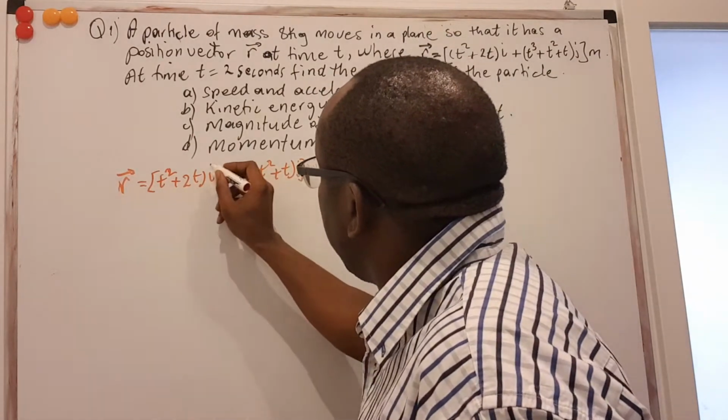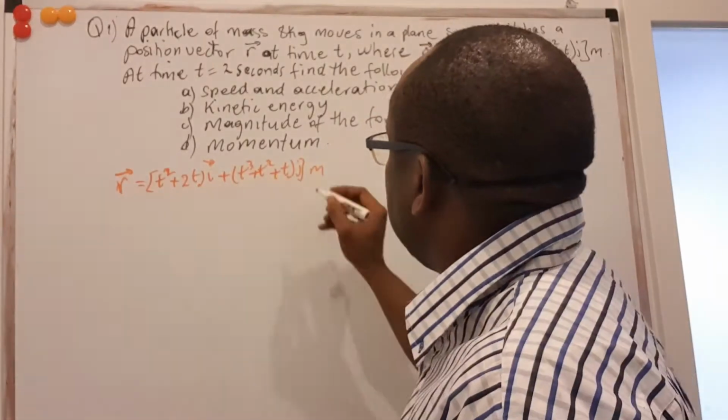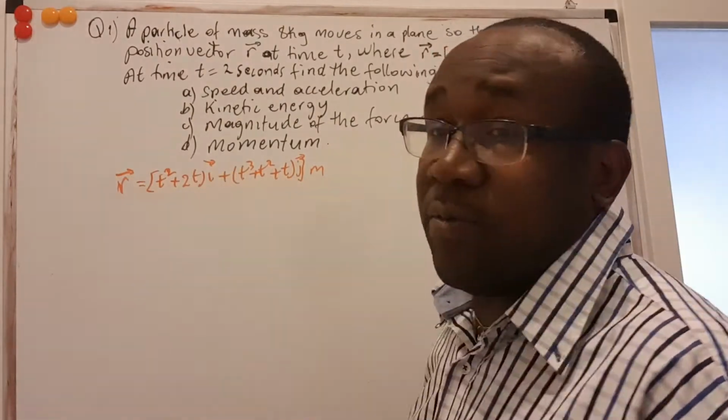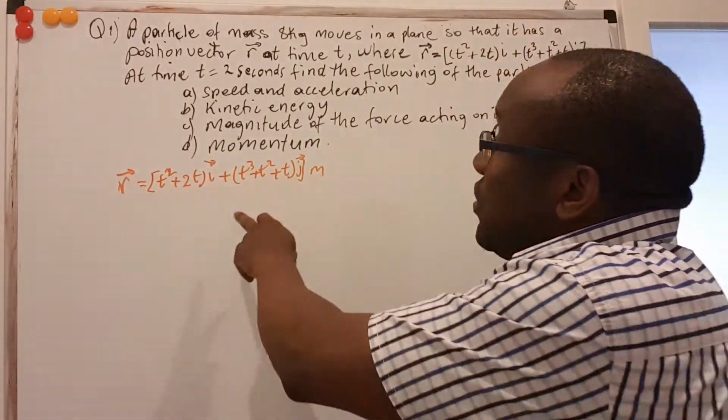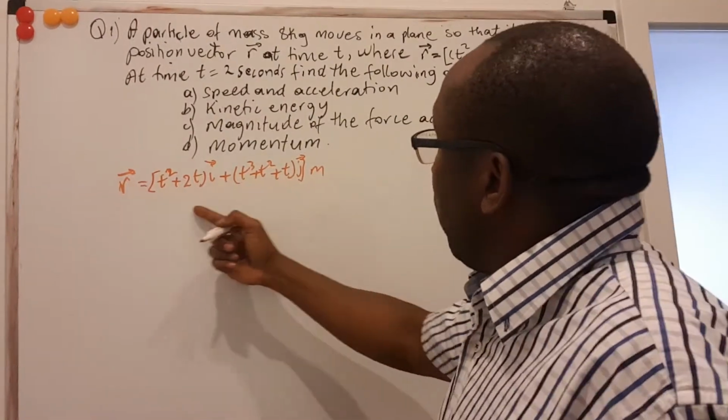Actually, on these i and j we should also have vector arrows, but for convenience I will not do that. These are unit vectors, so they should also have something like that. But in the exam, you will see them as boldface. They will be in bold. Anyway, our position vector is given like this.